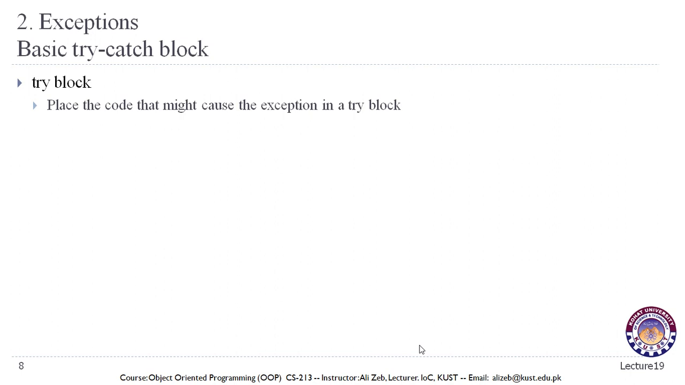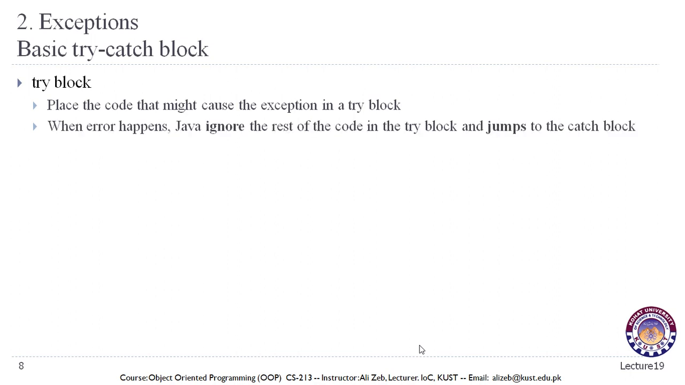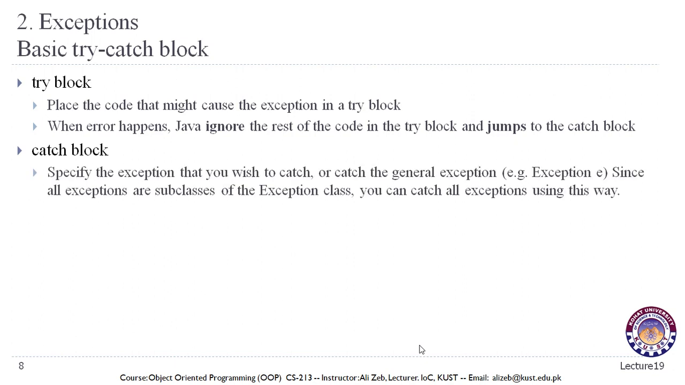As a programmer, you decide which code can possibly generate an error and what kind of error can be generated. Then we put that code in a try block, and what happens is when an error happens, Java ignores the rest of the code in the try block and jumps to the catch block. The try block is always followed by a catch block. The catch block is adjacent to the try block.